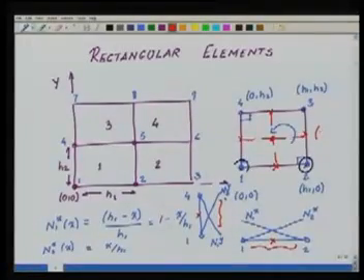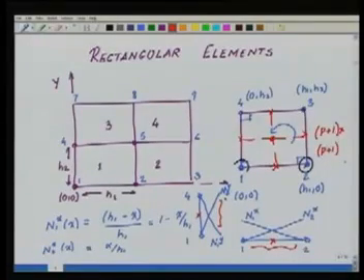So here you see that the feature is that I get p plus 1 functions in one direction into p plus 1 functions in the other direction. That is, I will get p plus 1 squared functions. So for the linear I had 2 into 2, 4. For the quadratic, I will have 3 into 3, which is 9. For the cubic, I will have 4 into 4, which is 16. So I'm increasing the number of functions as I'm increasing the approximation.